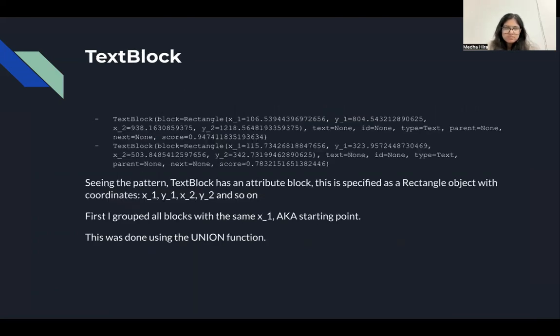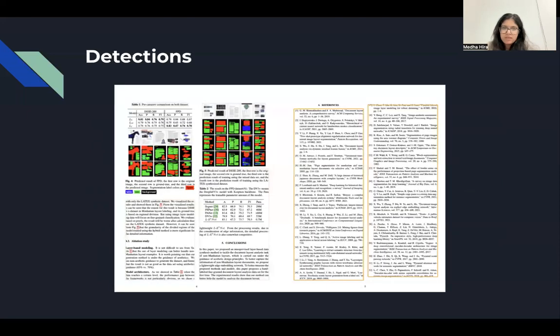So this was a task that I worked on, and this was a text block that was being formed by the Layout Parser. It had attributes of x1, y1, x2, y2, which represented the coordinates of the box. Then, first of all, my first step was grouping all of these boxes using x1, which is my starting point. This was done using the union function, and this was the result that is presented.